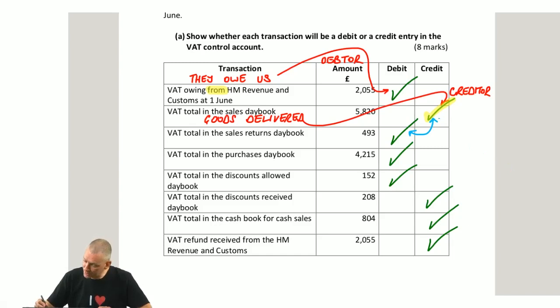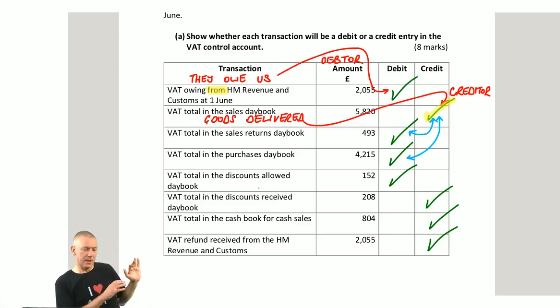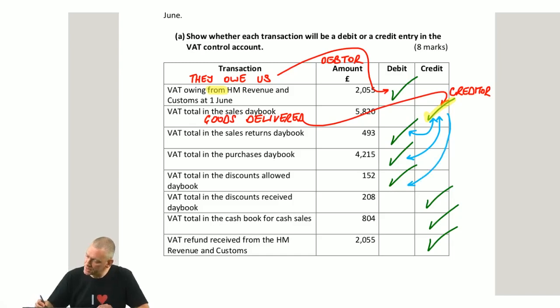The purchase day book, this one here is opposite. The VAT in the discounts allowed is a reduction to our selling, so it's the opposite of sales. So these here are all opposites. The VAT total in the discount received day book.